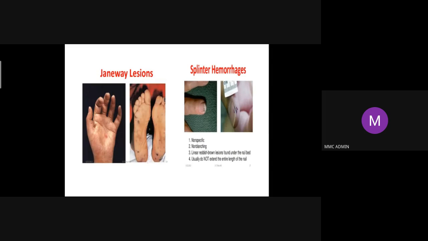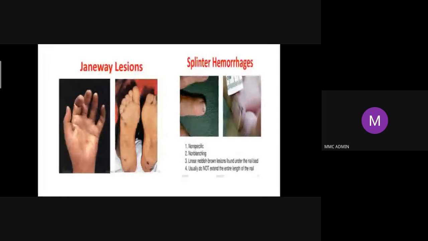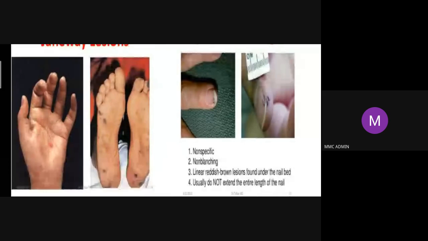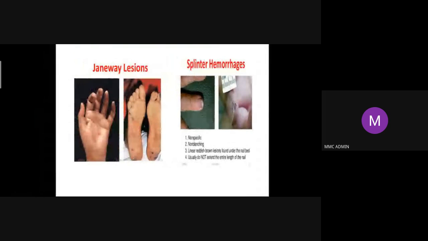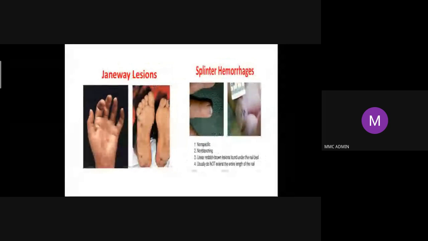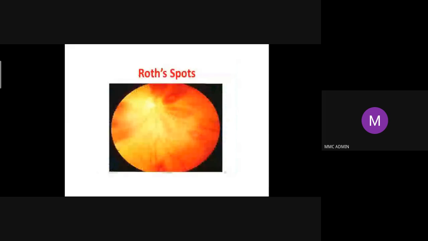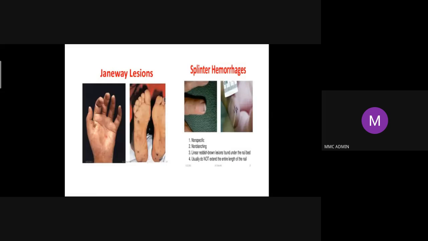Next will be Janeway's lesions. Janeway's lesions typically occur in the palms and the soles. Then these are splinter hemorrhages in the nails. These are non-specific, non-blanching, linear reddish-brown lesions found on the nail bed. They usually do not extend the entire length of the nails. So these are the most important images to be remembered. Infective endocarditis mainly consists of Osler's nodes, Roth spots, Janeway's lesions, and splinter hemorrhages. These lesions are mostly due to either the vascular phenomenon, which occurs due to the embolization of the vegetations, or the immunological phenomenon due to immune complex formation.